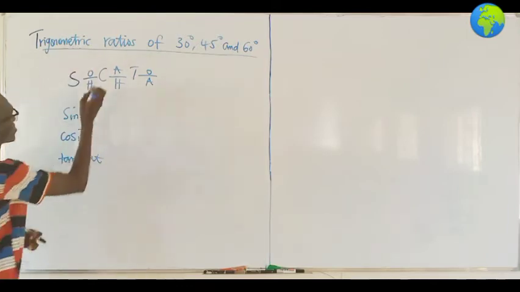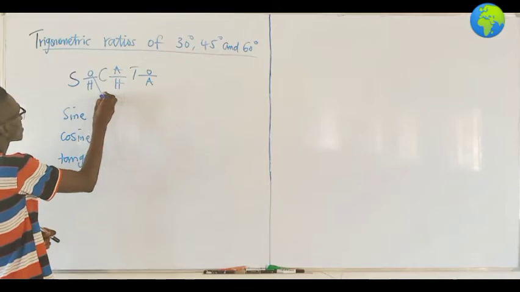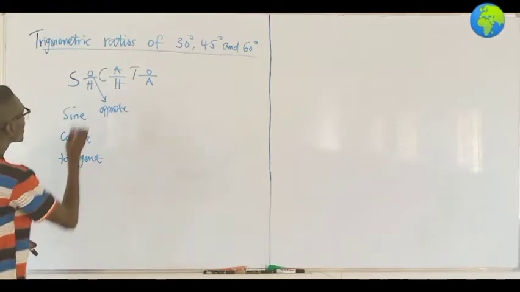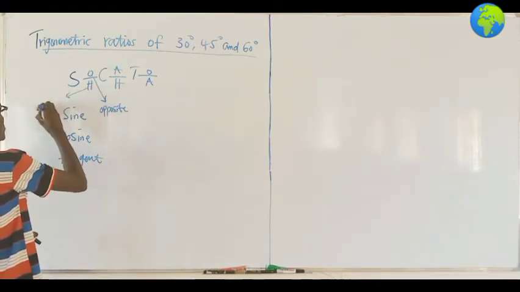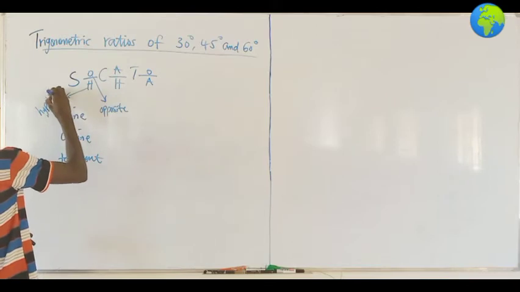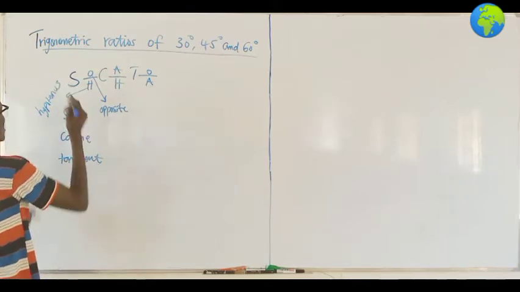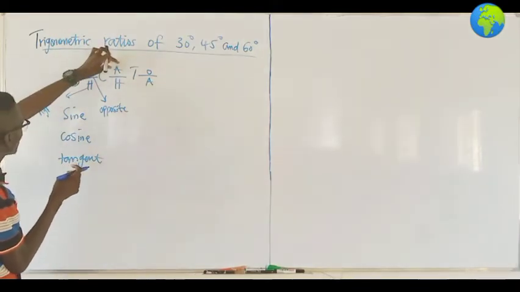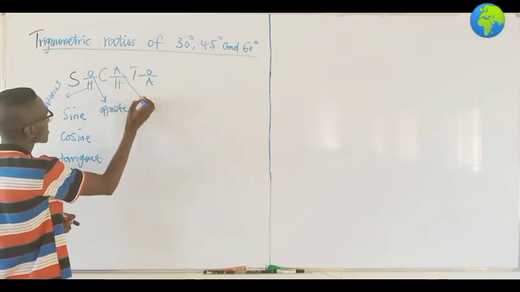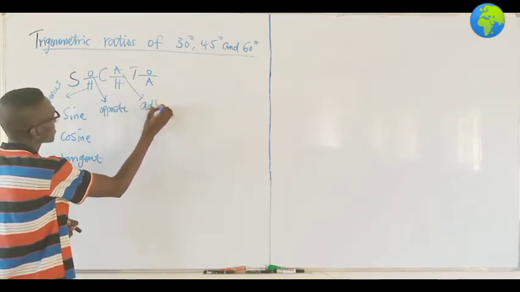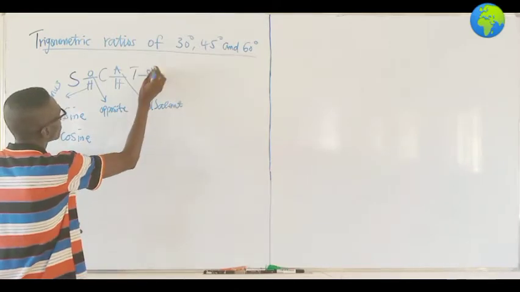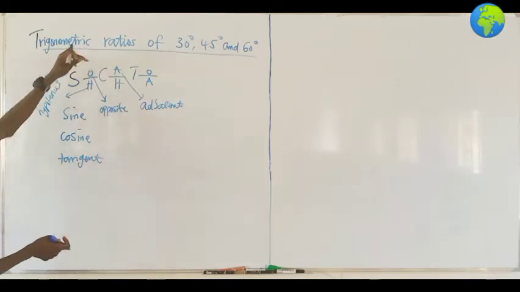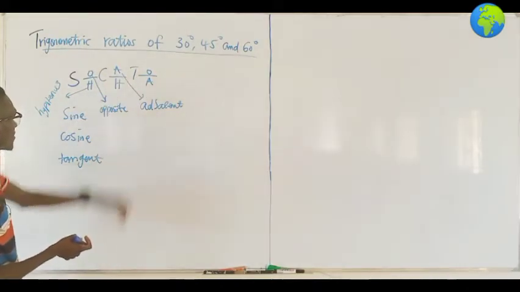This O, let me just give you the meaning. O means opposite. H means hypotenuse. C means cosine. S is sine. This A here means adjacent. So O is always opposite, A is always adjacent, and H is always hypotenuse.